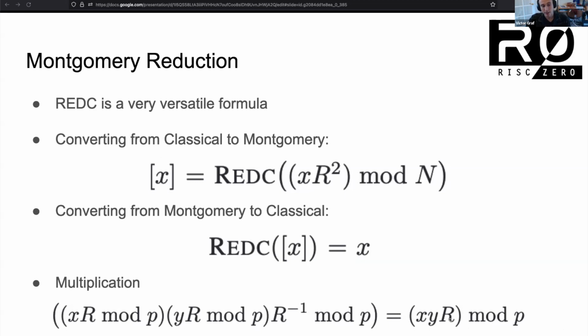And so what's interesting here is if you do a schoolbook multiplication, just classical multiplication of two Montgomery values, and then you do this Montgomery reduction, which implicitly multiplies by R inverse, you get the Montgomery representation of the result value. And so this allows us to define a multiplication formula which multiplies two Montgomery representation numbers and gives you the Montgomery representation of their result.